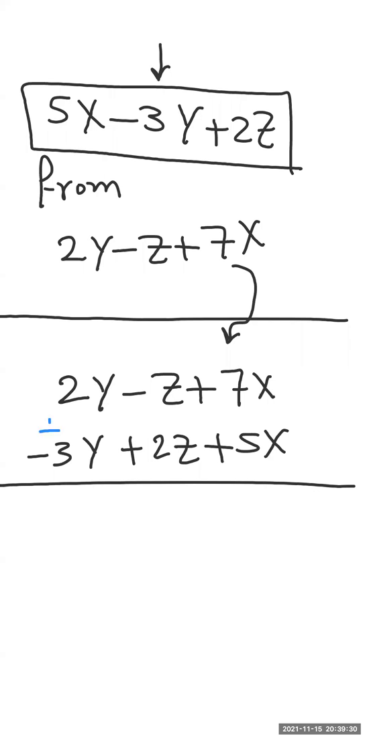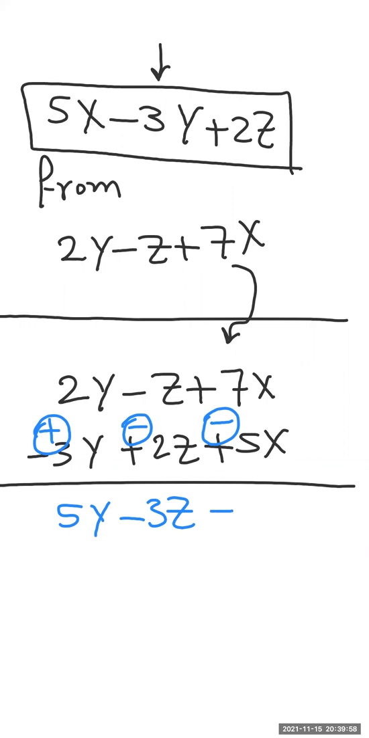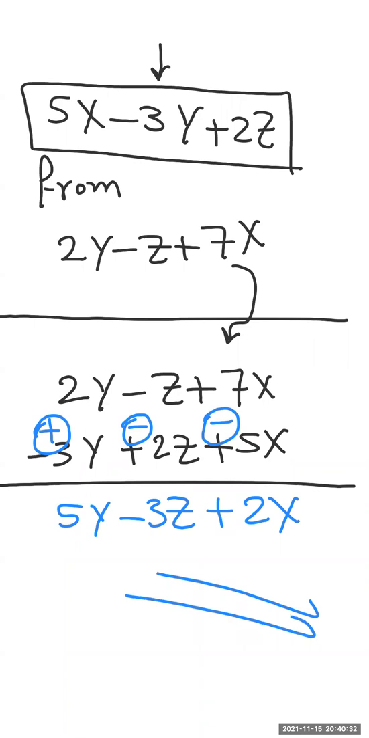Now, to subtract, change the signs of the second expression. That negative will be positive. That positive will be negative. That positive will be negative. Then use the new signs. 2y plus 3y is 5y. Negative z minus 2z is negative 3z. 7x minus 5x is 2x. That's it. Okay, great.